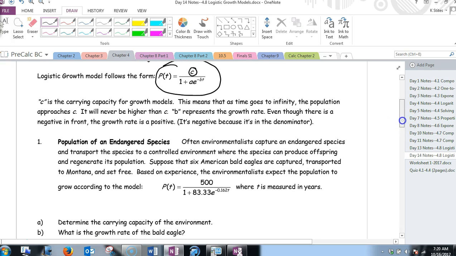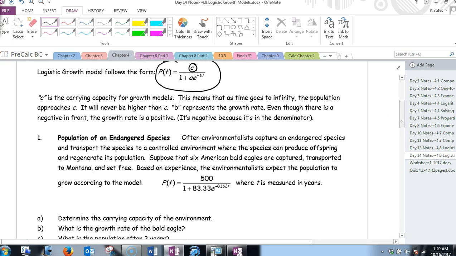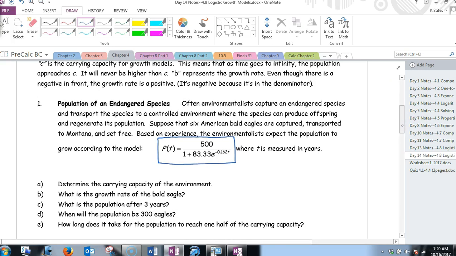So, okay, what we have here is a population of an endangered species. Often, environmentalists capture an endangered species and transport the species to a controlled environment where the species can produce offspring and regenerate its population. Suppose that 6 American bald eagles are captured, transported to Montana, and set free. Based on experience, the environmentalists expect the population to grow according to this model, where t is measured in years.